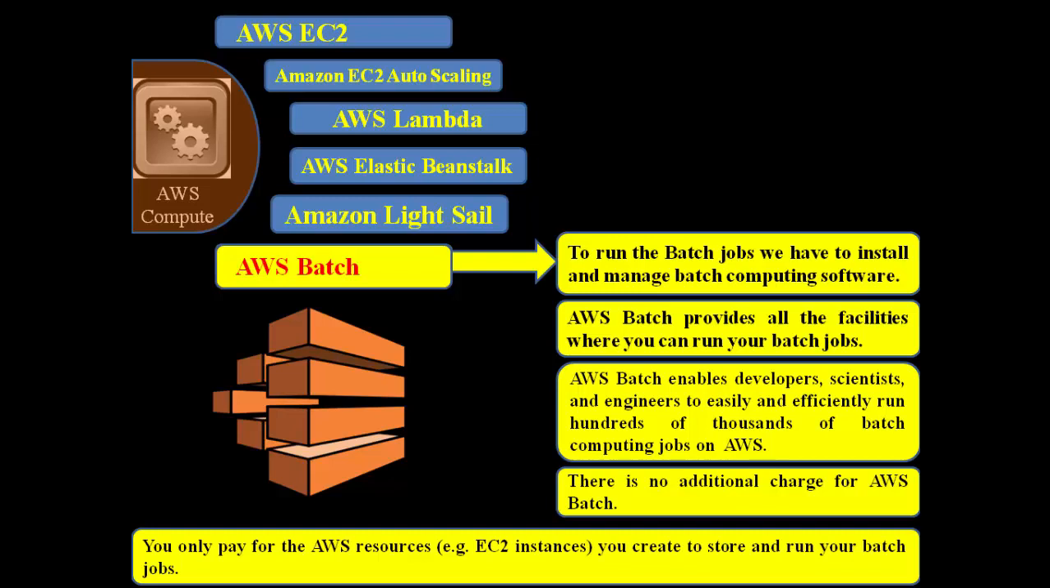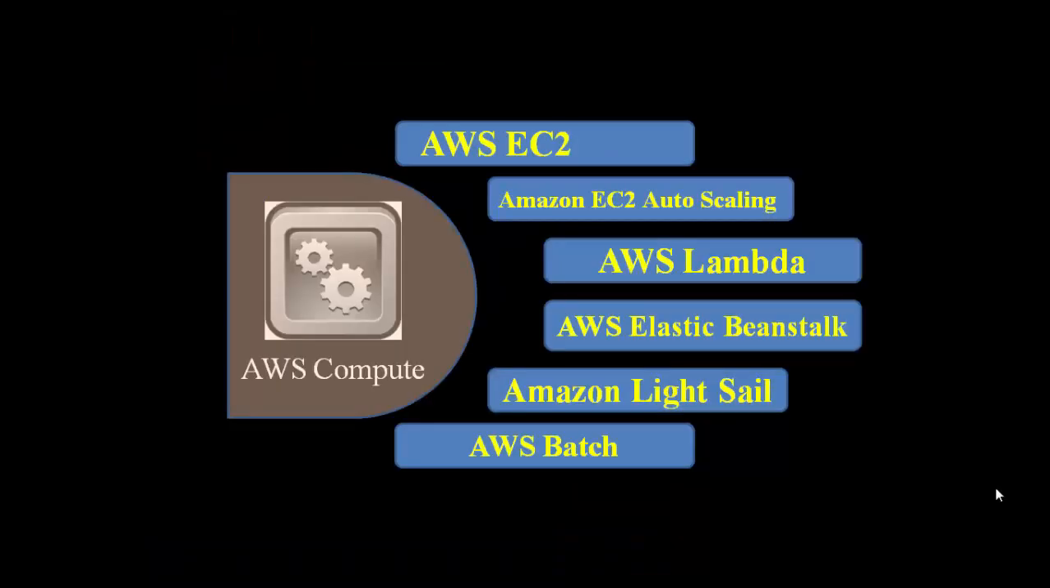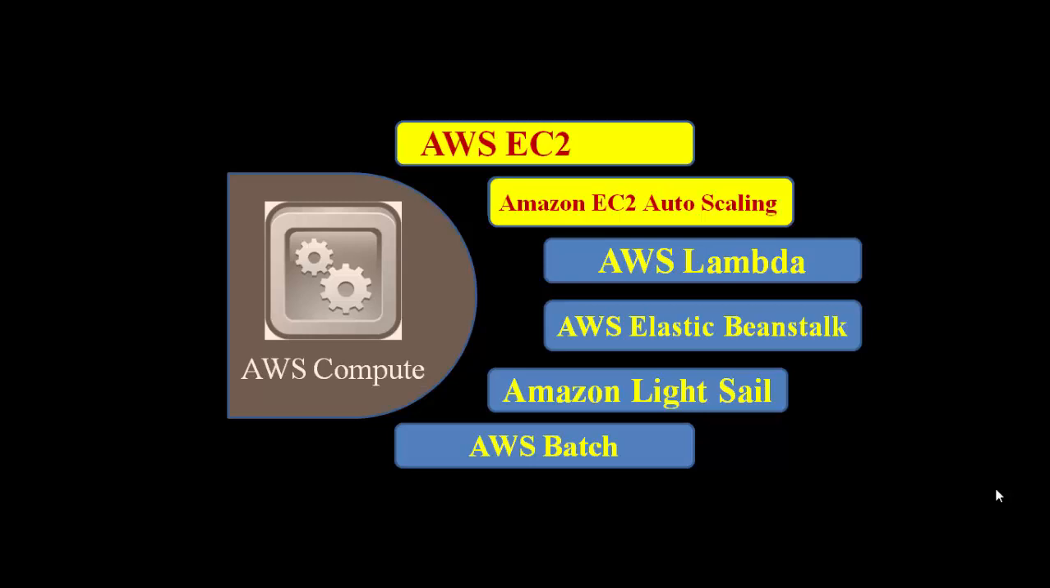So this is also one of the most important services provided by AWS, where we can run our batch jobs at low cost. At last, let us have a brief of all the services which we discussed in today's video. First service we discussed, that is AWS EC2. AWS EC2 is a service using which we can create our own server or virtual server, virtual machine on cloud. Amazon EC2 Auto Scaling, it is also a very important service provided by AWS. It automatically scales up and scales down the number of instances as per the need of application.